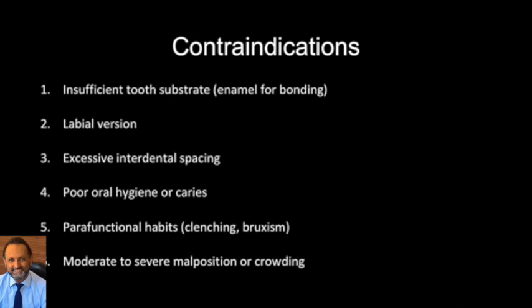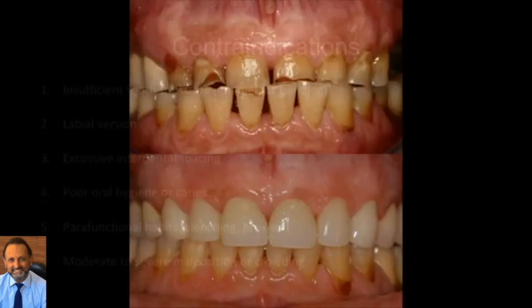Parafunctional habits, clenching and bruxism, are a problem for ceramic because ceramic is brittle and might break. If you're thinking about full zirconia crowns, we're going to discuss it maybe along the presentation. Moderate to severe malposition or crowding is also a contraindication. Send this treatment to the orthodontist instead of doing instant orthodontics with veneers and crowns.